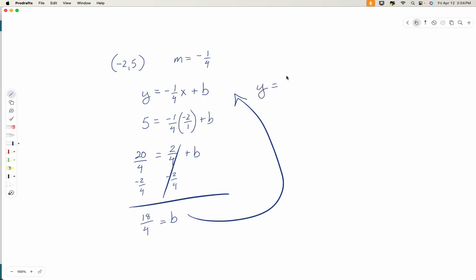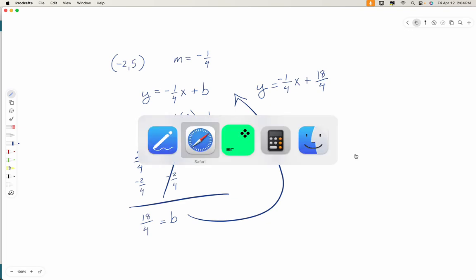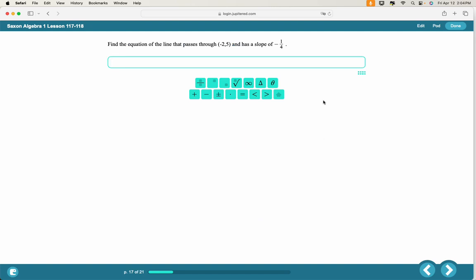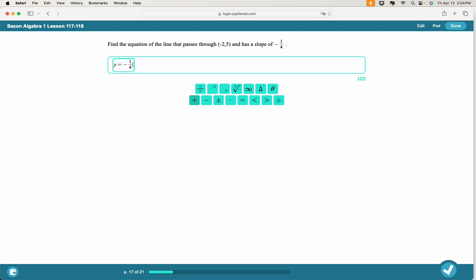So y is equal to negative 1 over 4 x plus 18 over 4. I believe that's right. I don't think I can reduce that. Actually, no, I can. I'm sorry, we can reduce that. I'm not thinking clearly. It's a point, not a slope. I was thinking about slope for a rectangle. So 9 over 2 is what you'd want to put in there. I think it'll take it either way. We're going to find out. y is equal to negative 1 over 4 x plus 9 over 2. Let's see if it takes it like that. Yeah, so that would be fine. Just put it in like that because you know it'll take it. So reduce the fraction when you can.